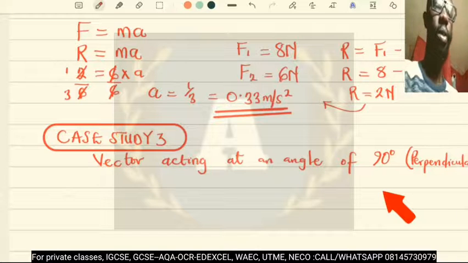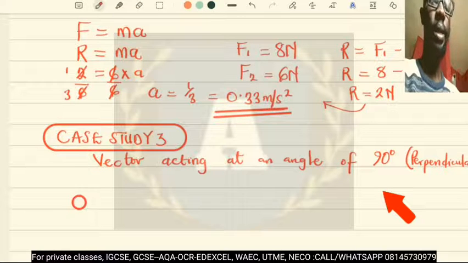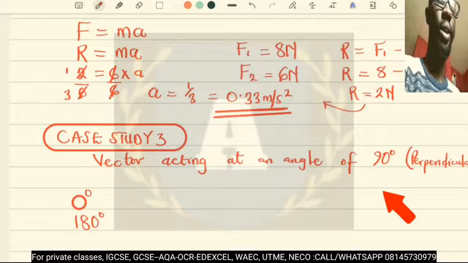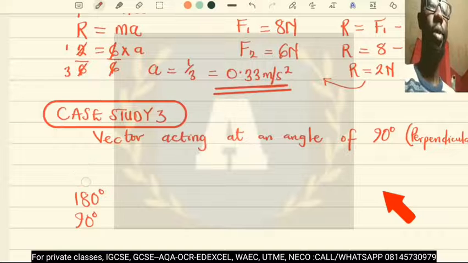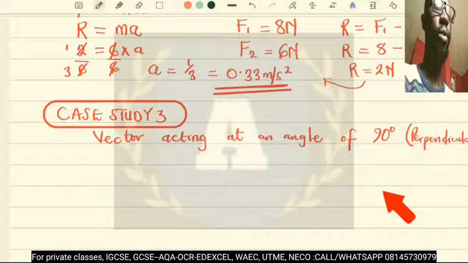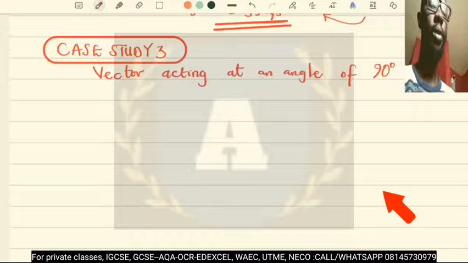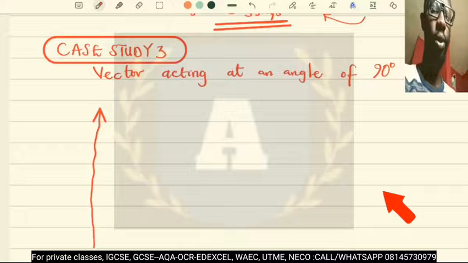We have seen what happened when the vectors are acting at an angle of 0 degrees. We have also seen what happened when they act at an angle of 180 degrees. Now we are about to see what will happen when they act at right angles to each other, that is, at an angle of 90 degrees. So here, the two vectors will be perpendicular to each other.